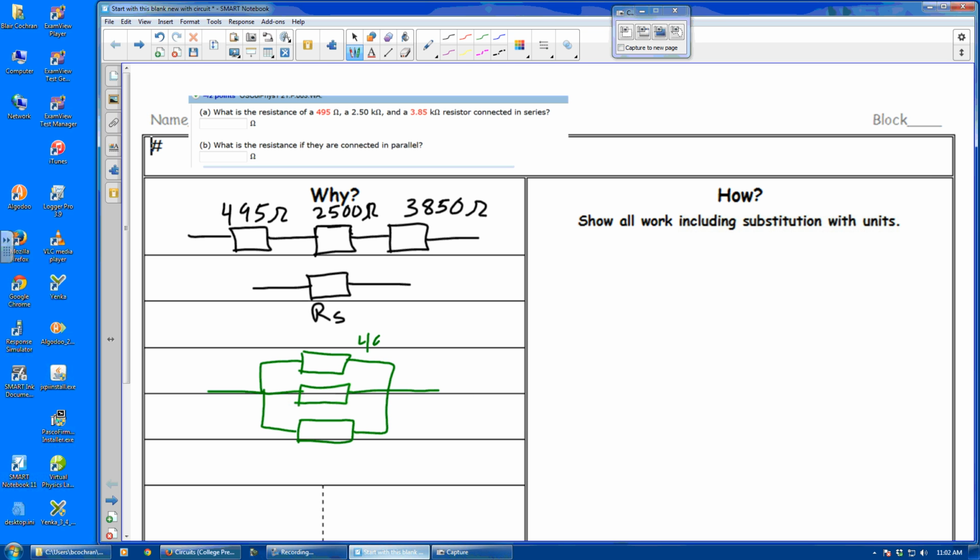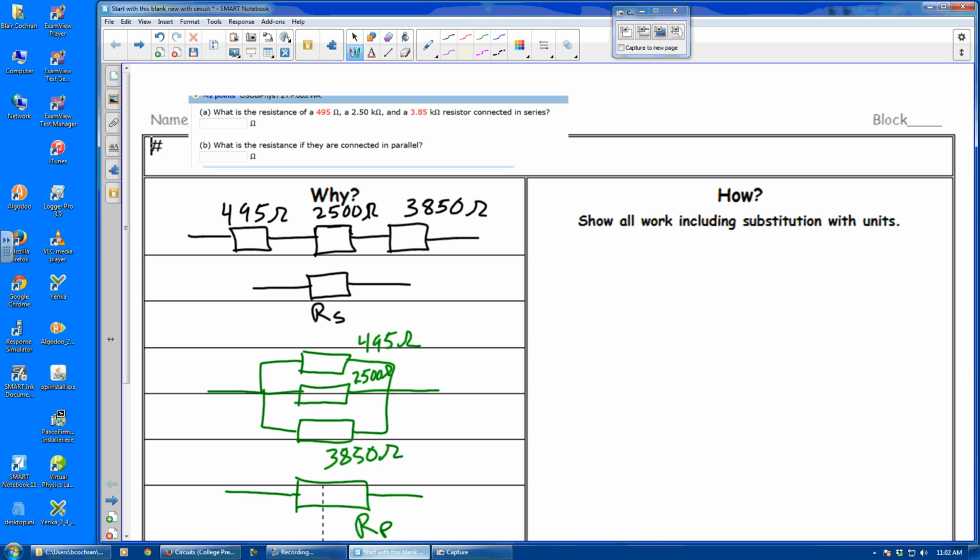And then 495 ohms. In here, my 2,500 ohms again. And down here, my 3850. And then they can combine to be a single resistor. We'll call it RP. So that's what I would need for the Y side of this.